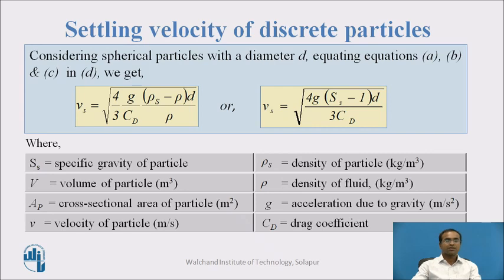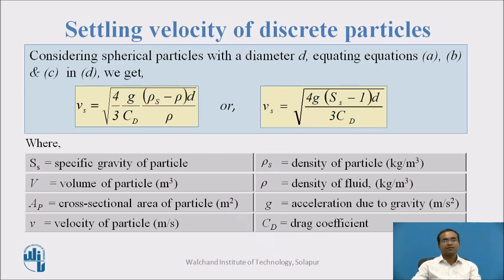Now, in the previous two slides, we have seen four equations. By equating them, and considering the particle to be a sphere, we get a formula for the settling velocity, which is equal to the root of 4 by 3 multiplied by acceleration due to gravity divided by coefficient of drag, multiplied by, in brackets, specific gravity of solid minus specific gravity of fluid, multiplied by the diameter of particle divided by the density of fluid. When we divide the density of fluid into the upper part, we will get a much simpler equation.